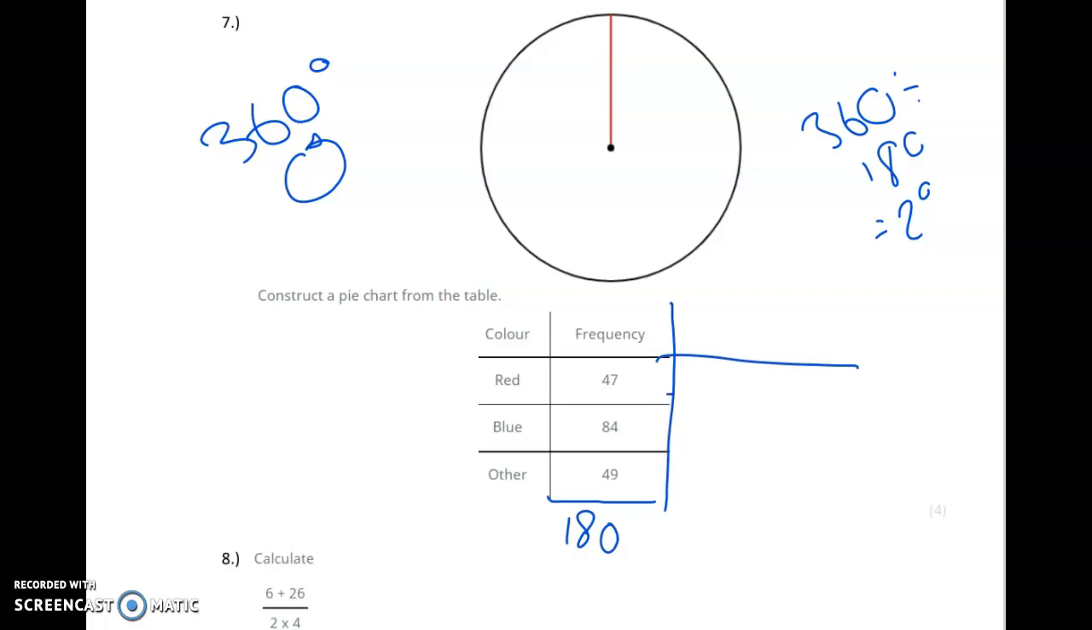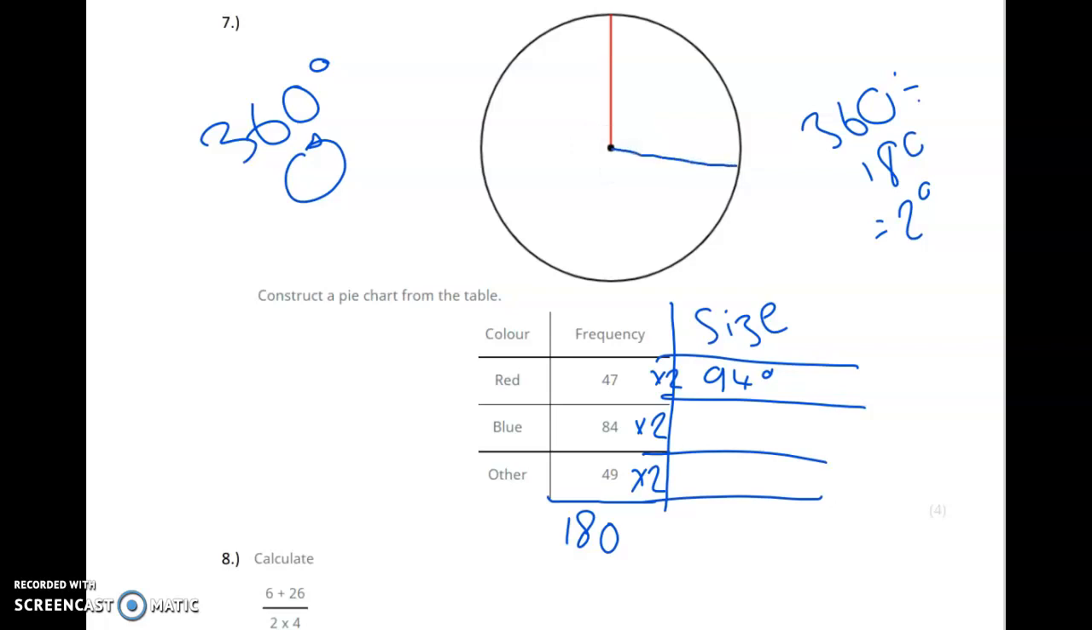So we can pop an extra column there and call that sector size. So 47 times 2 is 94. We'll draw on here using our protractors. We'll draw an angle there that's 94 degrees. I haven't got a protractor, but it's going to be roughly there. So that'll be 94 degrees. Next one, 84. Times that by 2 and get 168 degrees. So 49 times 2 gives me 98.